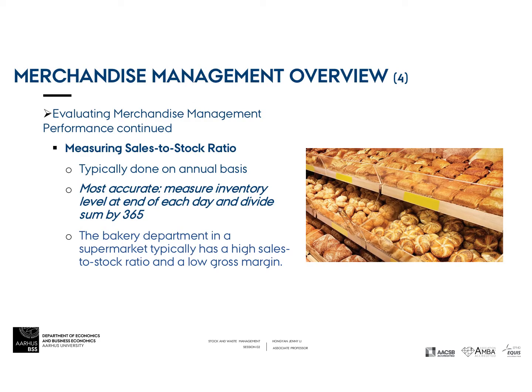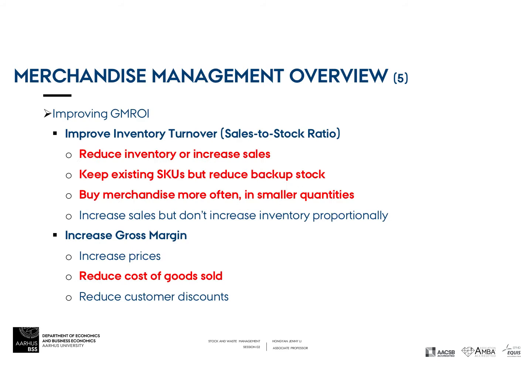So now we can summarize this. If you try to measure the sales to stock ratio, typically you can do that on an annual basis, and here we explained how to calculate the average inventory. The bakery department in a supermarket typically has a higher sales to stock ratio and a low gross margin. And then you can also compare with gourmet, and you can also compare with fashion, or any other products. So this chapter has very high level, aggregated conclusions.